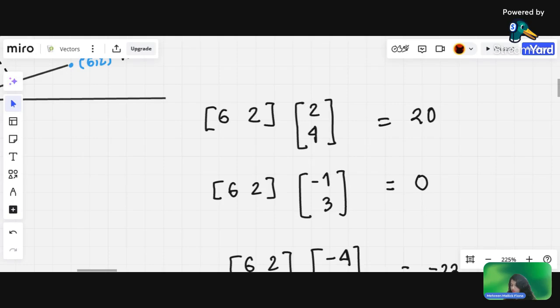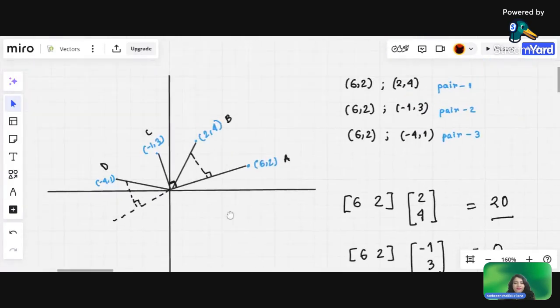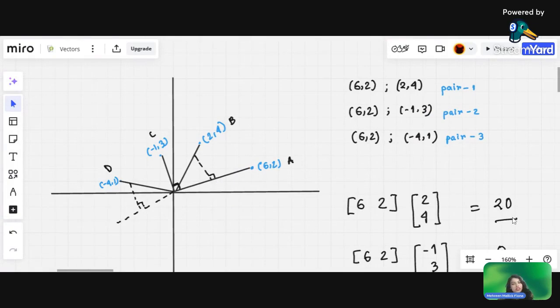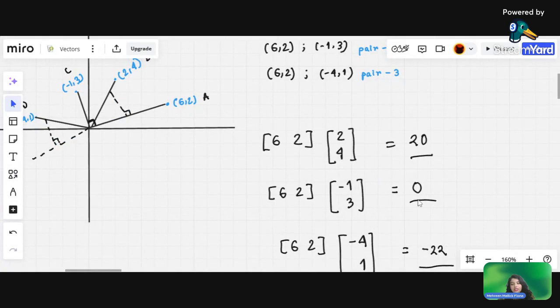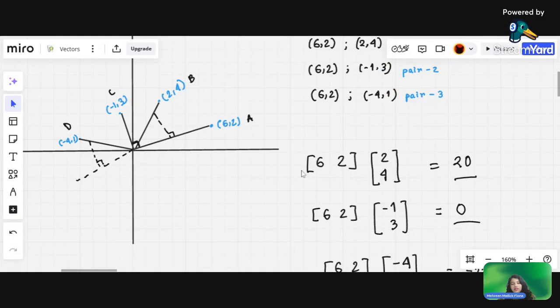Correct me if my calculation is wrong. Now we can see from this matrix multiplication that when we multiply the first vector pair here, we are getting 20. And one more thing to notice is that the projection of A on B is on the positive side, and our result is also on the positive side. Moreover, the angle is 90 degrees between A and C, and it is resulting in 0, nearby the origin.